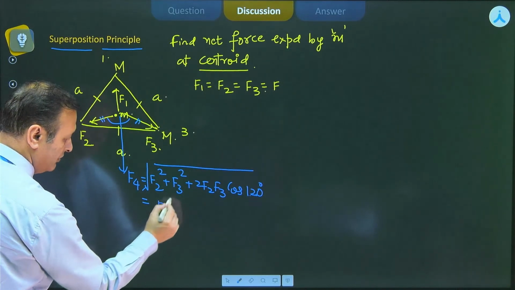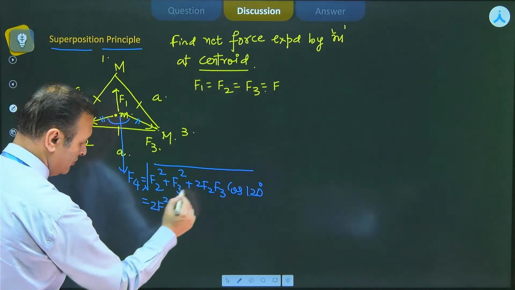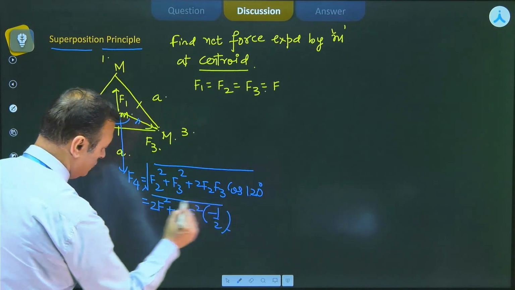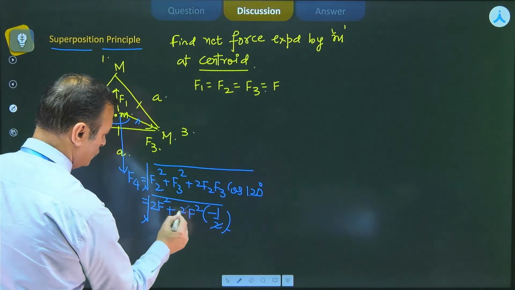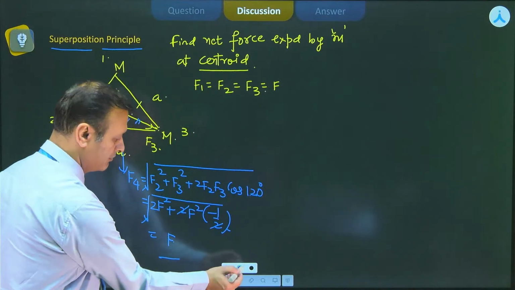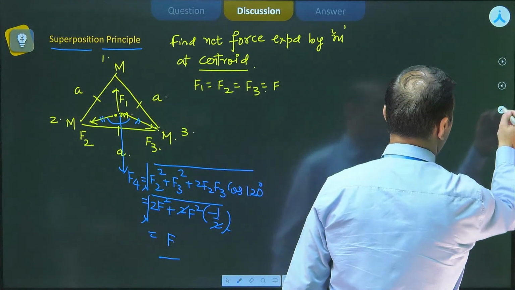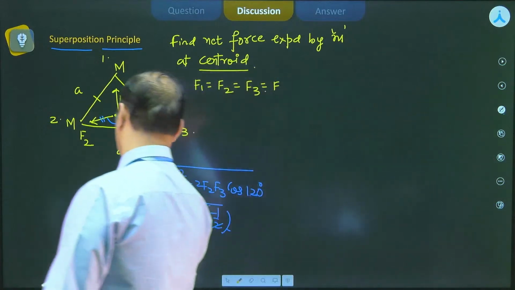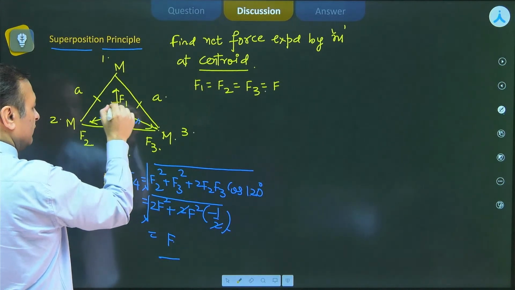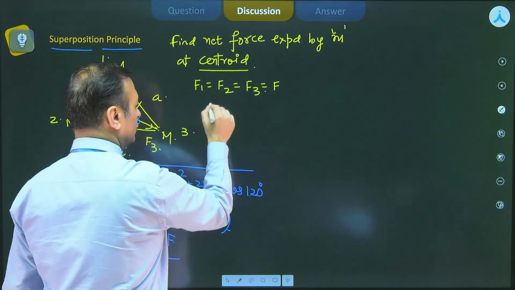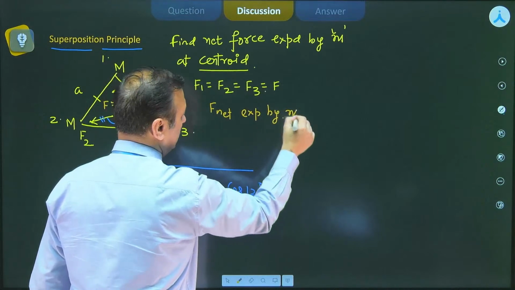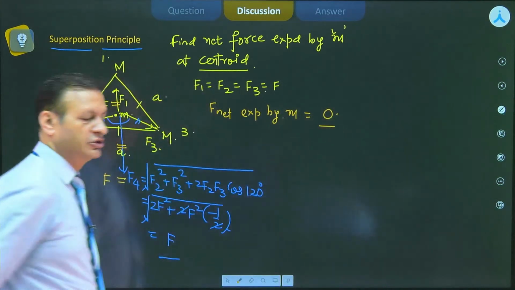And this is F, this is F, so 2F square. This is 2F square cos 120, which is minus 1 by 2. Under the root this goes, and when you solve it, it comes out to be F only. Now when this F4 is numerically equal to F and opposite to this F, this is also F, so the net force experienced by small m at the centroid is 0.